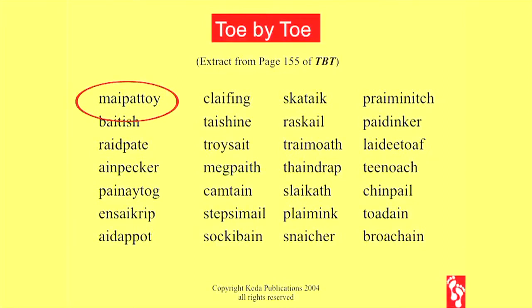Mape at oi. Mape at oi. Next one down says bait ish. Next one, raid pate. Next one, ein peck. Next one, pain a tog. Next one, en sake rip. And finally, aid ap ot.